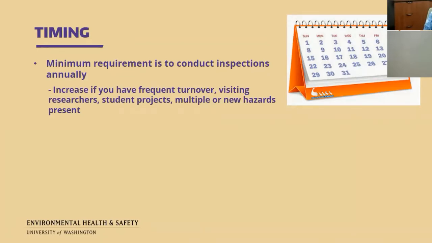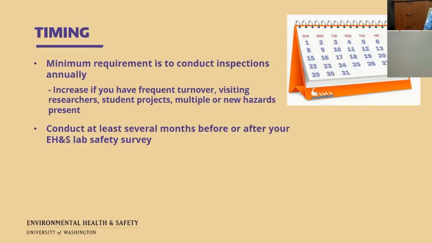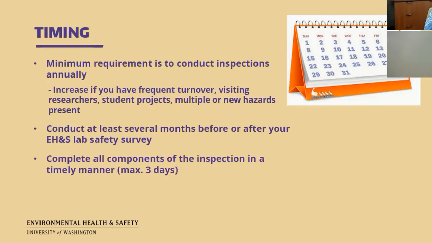If you are only conducting one self-inspection per year, you should do it at least several months before or after your EH&S survey. This will prevent it from being redundant and make it more effective. If you are conducting self-inspections on a quarterly basis or more frequently, then timing it based on your EH&S survey is not as important. Inspections should be done in a timely manner, meaning that you should complete the whole thing within several days. Try not to drag it out and risk losing track of what has and hasn't been covered already.